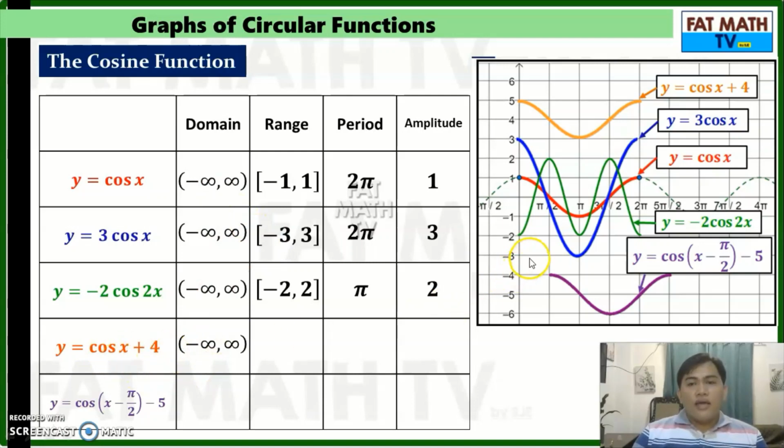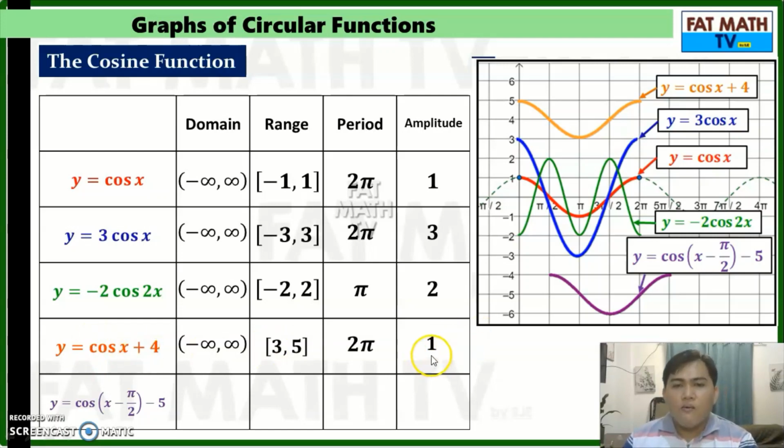So for the range, where's the graph? Here's the graph. So the graph of cosine x is shifted 4 units upward. The lowest is 3, the highest is 5. So the range is from 3 to 5. The period is not changed, it's still 2 pi. And the amplitude is the absolute value of the number here, no number, that means 1. So absolute value of 1 is 1.